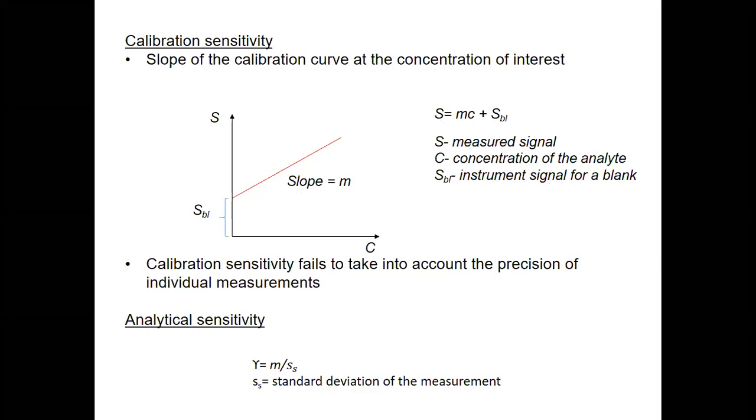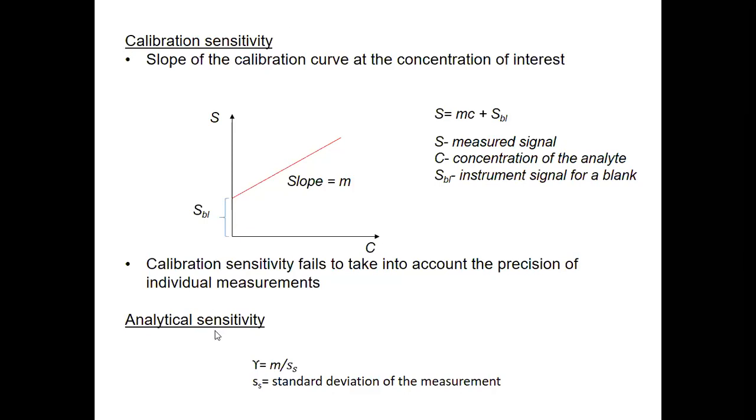Right? There is one disadvantage of the calibration sensitivity. By measuring calibration sensitivity, it fails to take into account the precision of individual measurements. So we cannot take the precision of individual measurements into account by looking at the calibration sensitivity. Therefore, we have to go for analytical sensitivity.